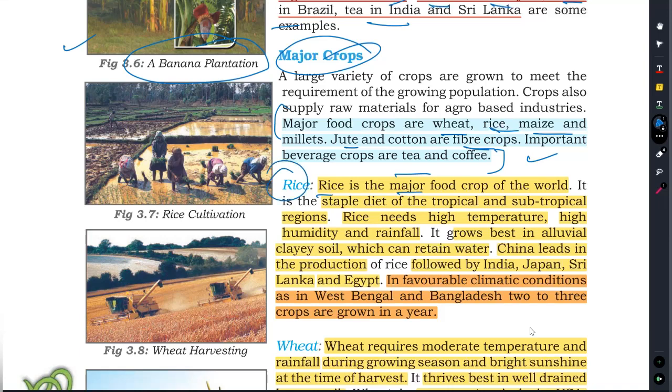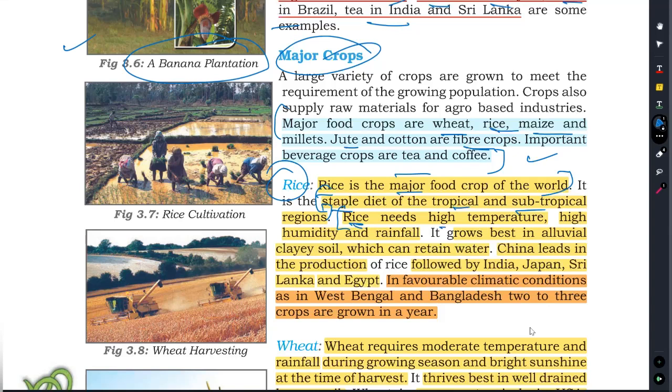Rice is a major food crop of the world. See, it is a staple diet. What is the meaning of this staple diet? It means most of the people in that particular region use rice as the primary source of food. It is a staple diet of tropical and subtropical regions. See, this is very important.